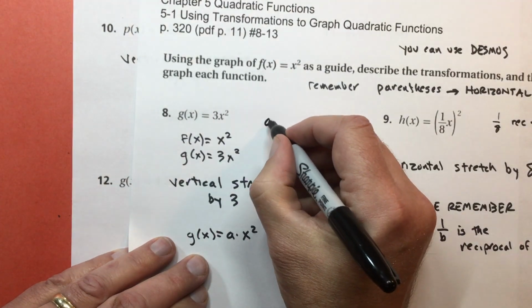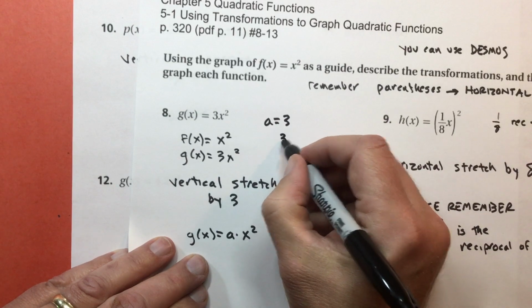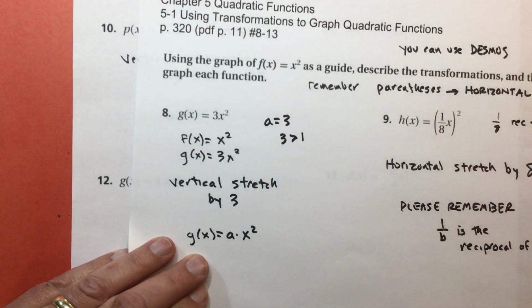Let's go back to this one. For this one, my a equaled 3, and 3 is greater than 1. That's what made it a stretch.